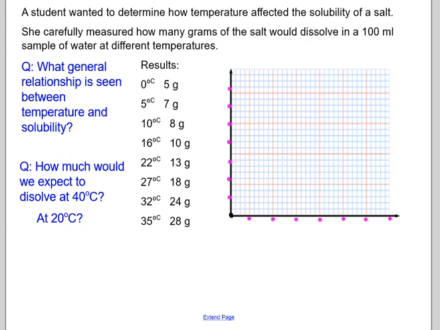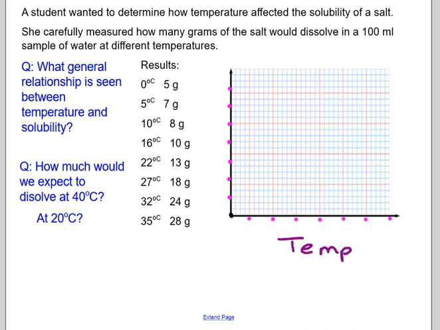Let's do one graph quickly together. Suppose a student wanted to determine how temperature affected the solubility of a salt. Solubility means how much will dissolve. So she carefully measured how many grams of the salt would dissolve in 100 mL of water at different temperatures. And these were the results she got. Clearly, what we can see is that she controlled the temperatures. She decided which temperatures she was going to put in. So because of that, temperature will go along the bottom.